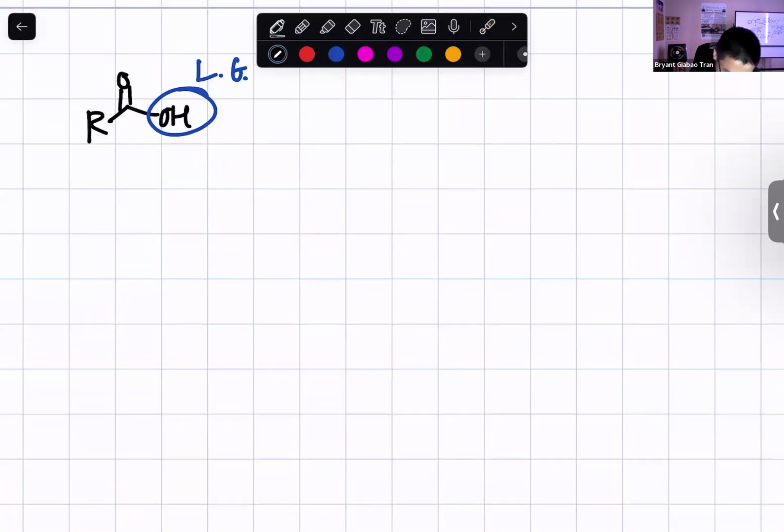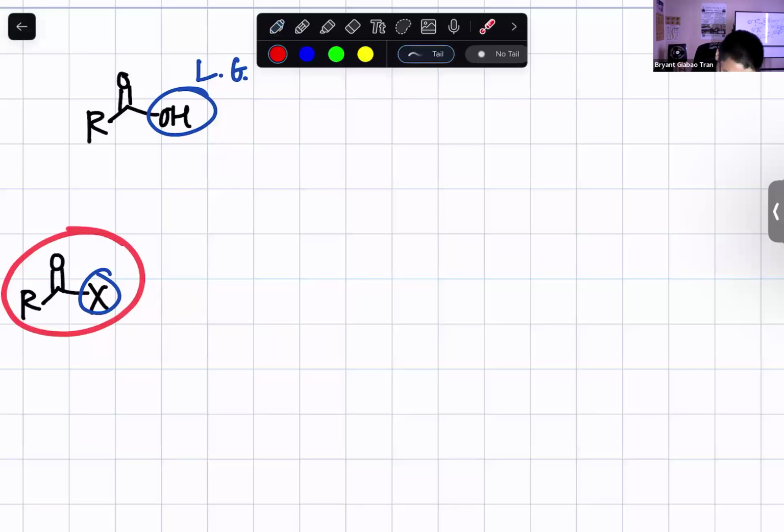So I'm going to draw out the derivatives for you in order of reactivity. The most reactive derivative is if the leaving group is a halogen. Do you know the functional group name of this carboxylic acid derivative, where the leaving group is a halogen?